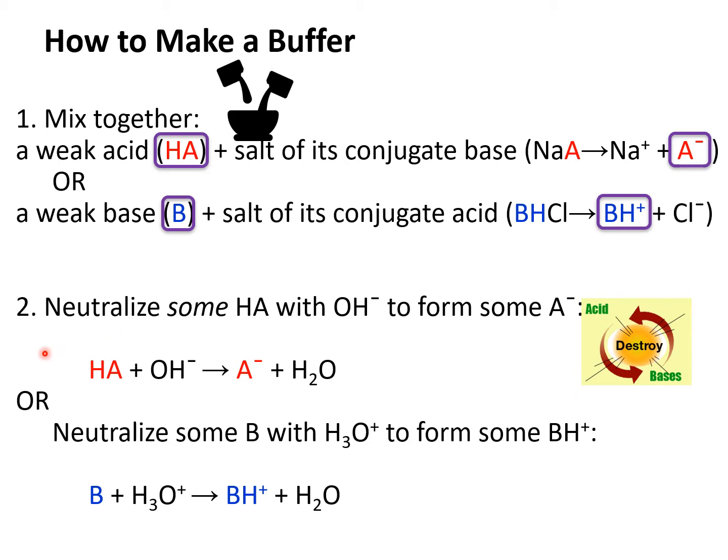In the next step, the buffer solution is adjusted to the desired pH through the addition of either strong base or strong acid. If strong base is added to the buffer solution, then the strong base will neutralize some of the weak acid, thereby increasing the pH. By contrast, if strong acid is added to the buffer, then the strong acid will neutralize some of the weak base, thereby decreasing the pH of the buffer.